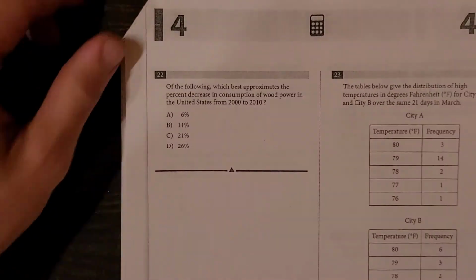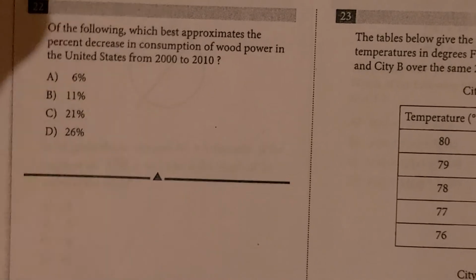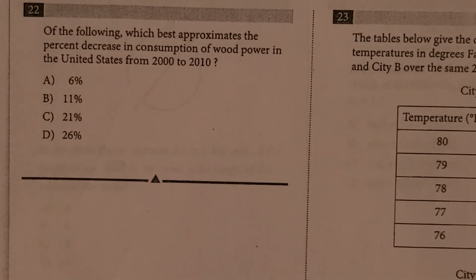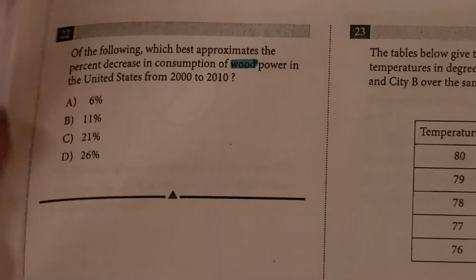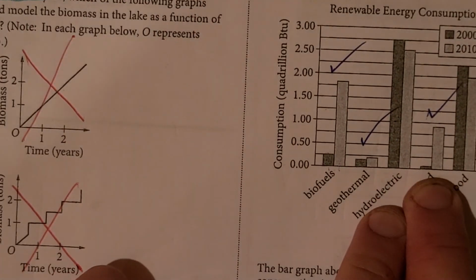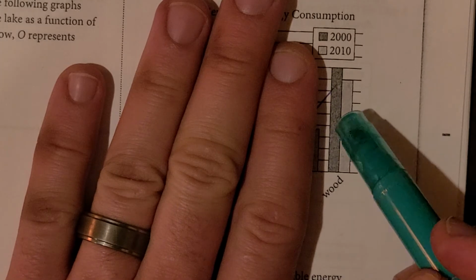All right, and we come to number 22. Of the following, which best approximates the percentage decrease in consumption of wood power from 2000 to 2010? Okay, so wood power. So I'm going to go back here, and I'm specifically going to look at wood. Wood power. That's this one all the way at the end here. There we go. So I'm ignoring everything except for this.